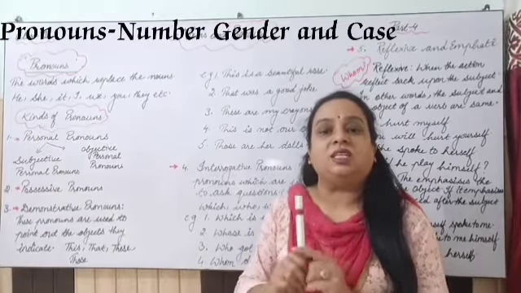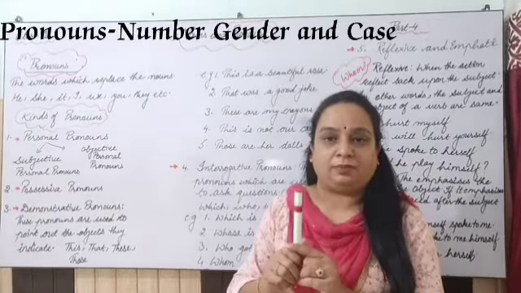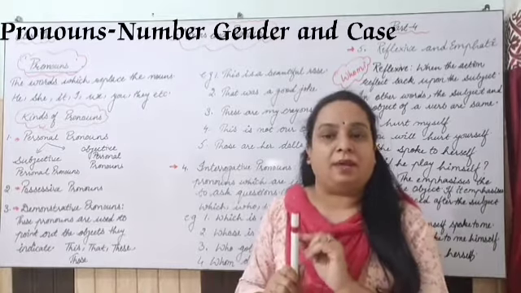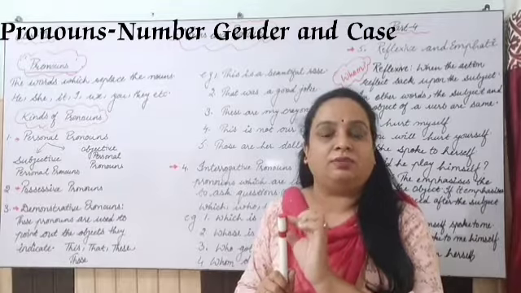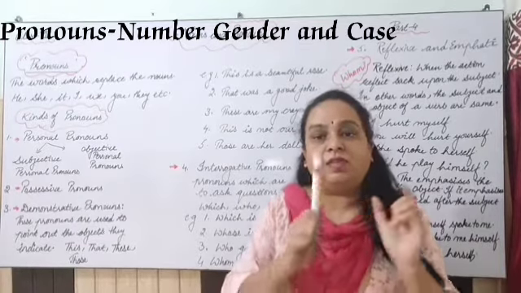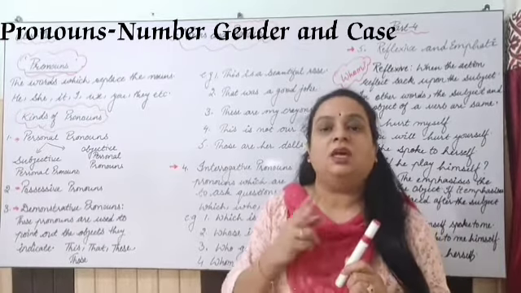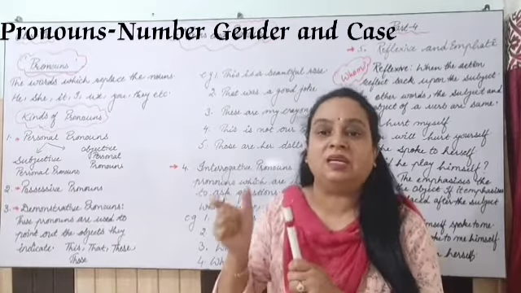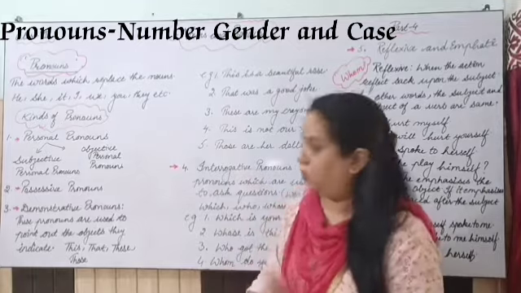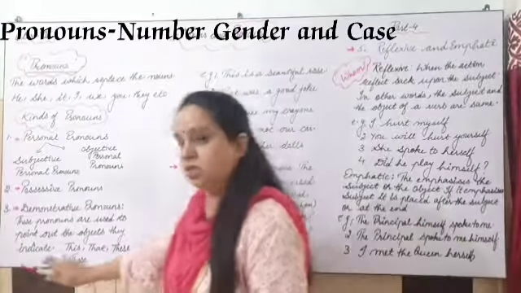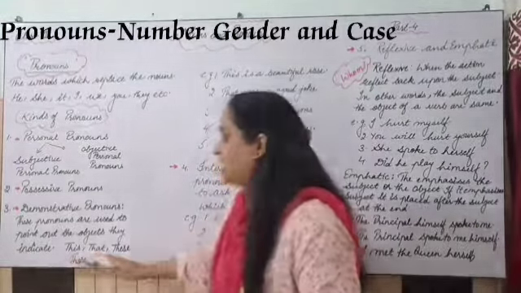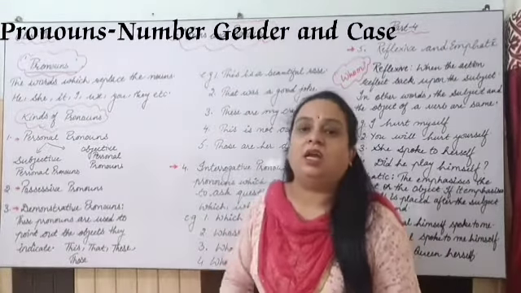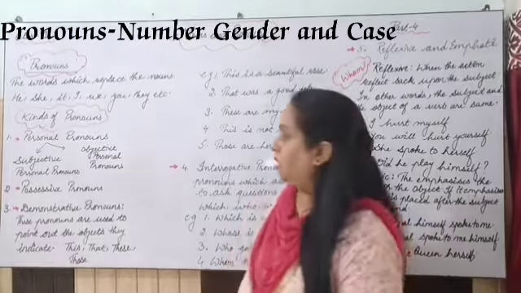But if I say this is my pen, after this I am not using a noun in the second sentence. So in this is my pen, this is working as a pronoun. So let's understand the words first. Learn the words, that is this, that, these, those. Only 4 words you have to keep in mind, that they are demonstrative pronouns, right?